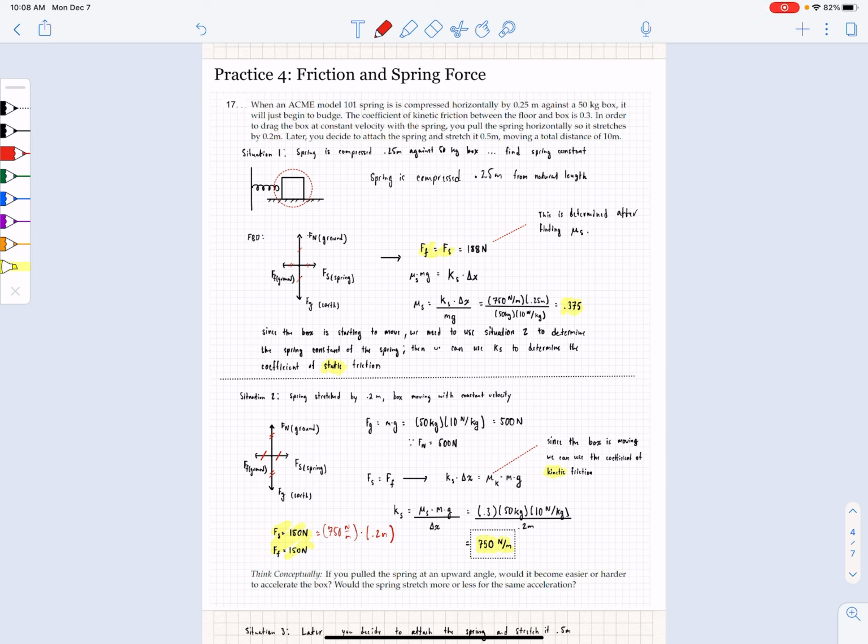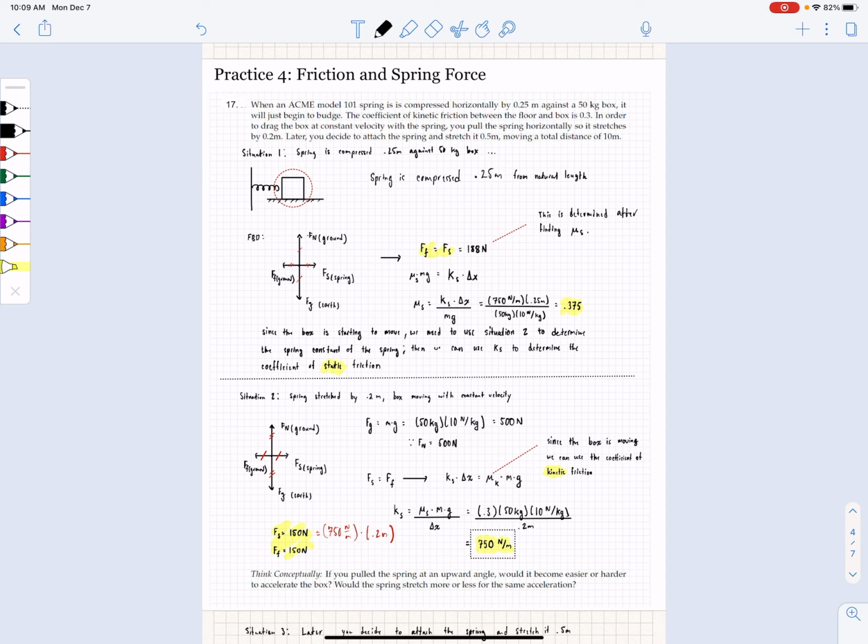Okay, so the spring is pushing on the box, and the force of friction is trying to resist the object's tendency to move. And so we have this force diagram horizontally, which is the more interesting area. And then, of course, the normal force and the gravitational force cancel out. Okay? So now we have a situation where the spring is compressed by 0.25 meters against a 50-kilogram box, and we're trying to find this. We're not trying to find the spring constant. We already found the spring constant.